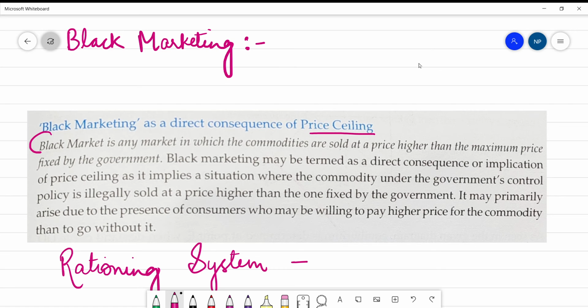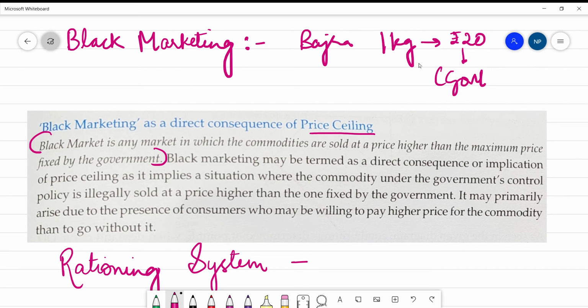We know black marketing is any market in which the commodities are sold at a price higher than the maximum price fixed by the government. Suppose I'm talking about bajra, to be sold at 1 kg, the price is determined at rupees 20 by the government. Now the producers are not ready to sell at this price because they want more profit. So what will happen? Emergence of the black market.